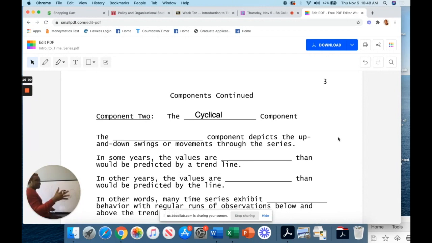In trig, we don't call it a cycle, we call it a period. We talk about something called period and amplitude. Amplitude is how high this goes, but period is the repeating pattern, in a sense. That's the general idea behind the cyclical component. So the cyclical component depicts the up and down swings of movements through the series. In some years the values are higher than what we predicted. In other years, they are lower.